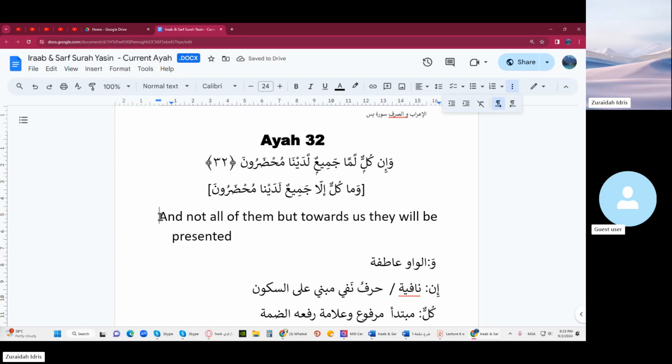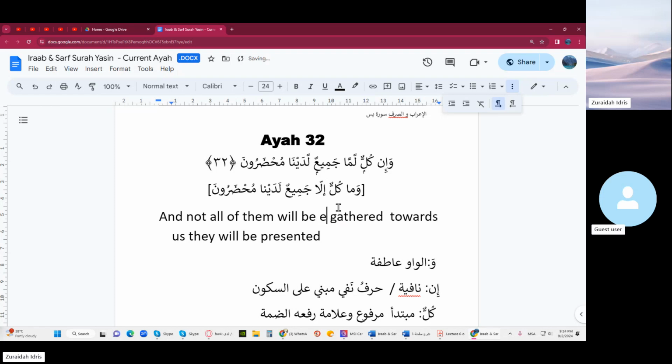Okay. And not all of them, but there seems to be something disconnected here. All of them. Not all of them. Will be gathered, sister? Will be gathered. Not all of them will be gathered. But how do we have that but? Can I do it this way? Not all of them will be gathered. But will be presented before us. This but is not here.